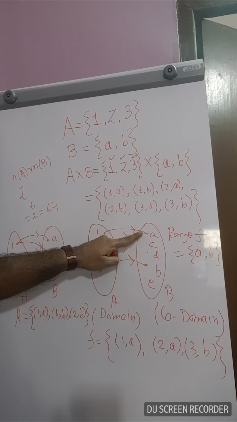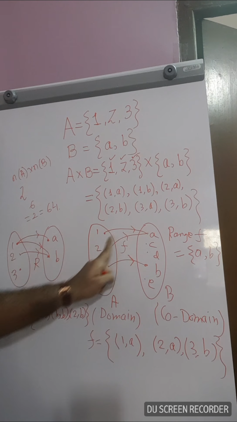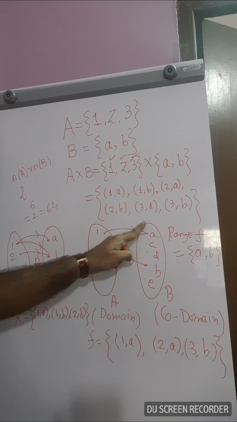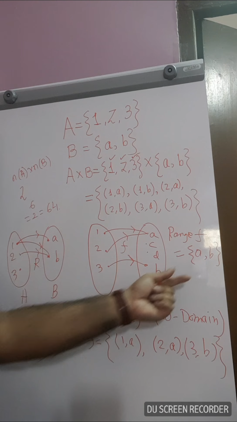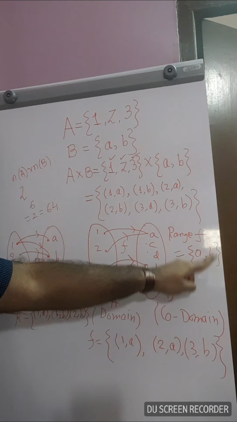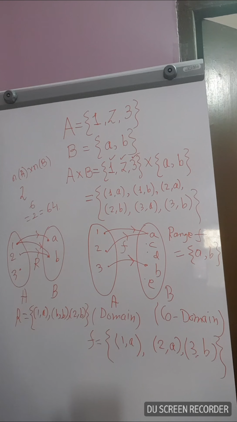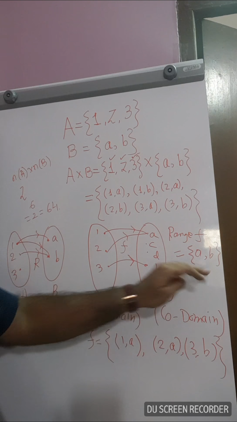They have no association with any member of the domain. So only the members of the codomain, that is in this case A and B, which have some association with the members of the domain, are termed as the images. And this is the set of images, A comma B. This set of images is known as the range set of the function f. So by range of a function we mean the set of images.